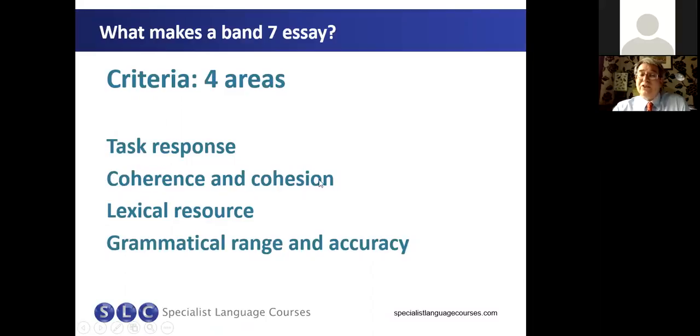Then coherence and cohesion. This just means when the examiner reads the sentence, do they know what it's about? Is it halfway sensible? And cohesion, that's about sticking together. It's a good word for an essay. Is it coherent? Does it have cohesion? Does it stick together? And by that I mean, does it flow nicely? Is it all related? Do we talk about things that are linked?